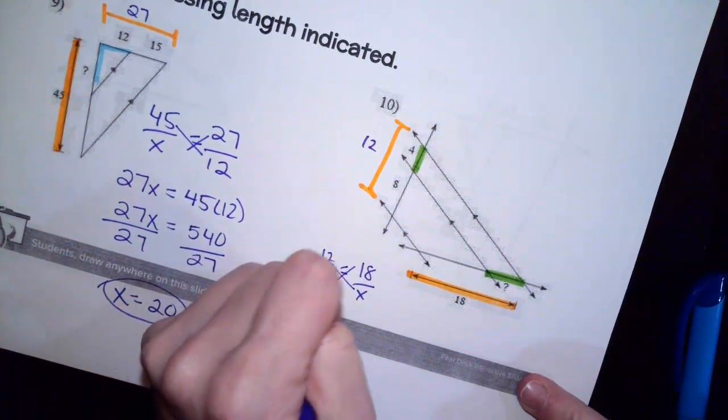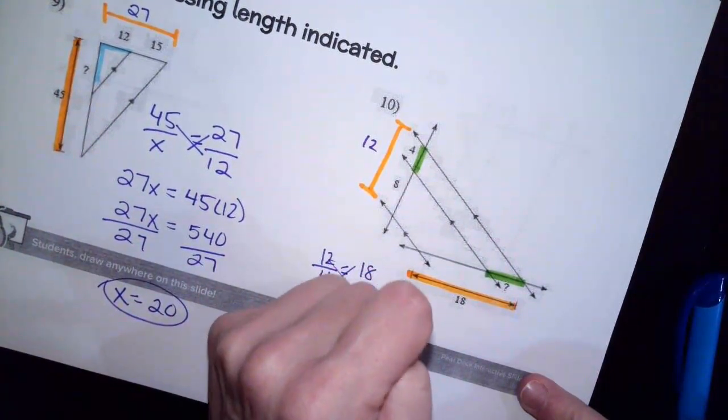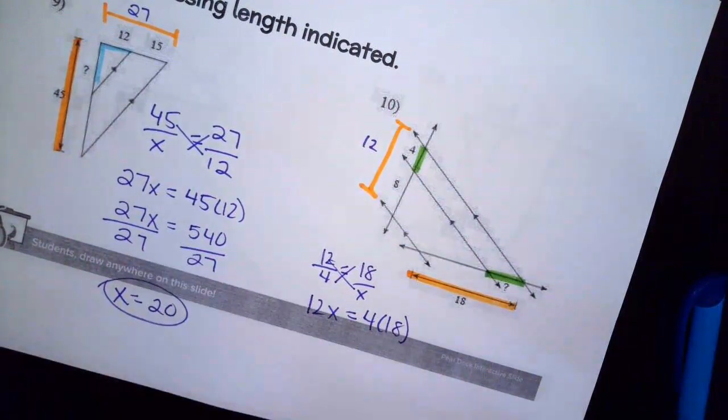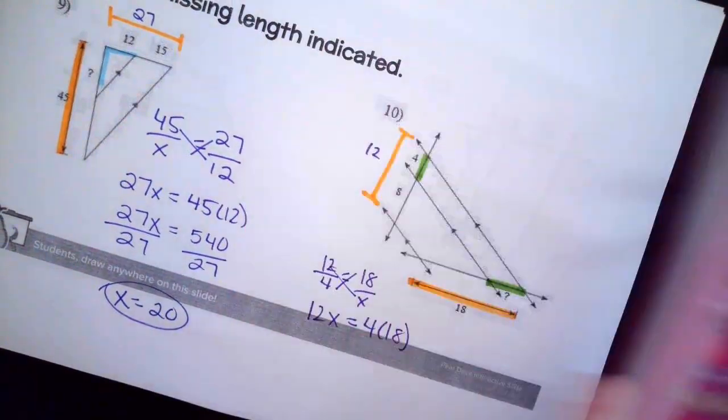So whole thing over top equals whole thing over top. Cross multiply. 12x equals 4 times 18. 4 times 18, I get 72 there.